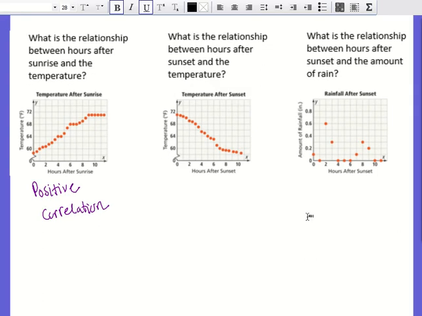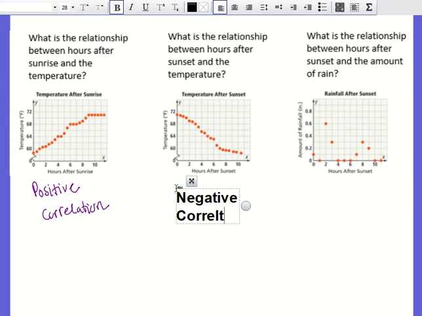So the next one says, what is the relationship between the hours after sunset and the temperature? So this is completely opposite, right? Now the sun has gone down and it's 10 hours after. What has the temperature done? Well, again, if we look at it now, the y's are decreasing, the y's are getting smaller as the x's are increasing. So we would call this a negative correlation. I'll type the word to make it easier for you to read, because that's what the definition is: y's decrease while x's increase.